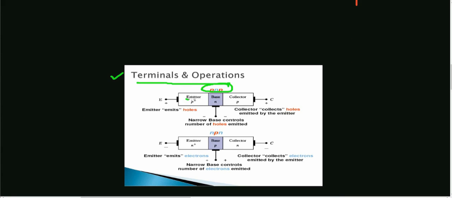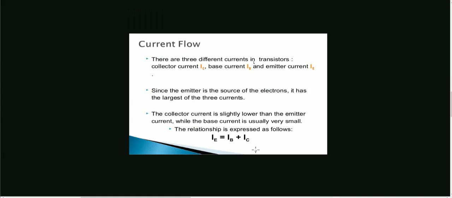The emitter region is P, the collector region is P, and the base region is N. So PNP has P type, N type, and P type. The emitter emits holes in this type of region, and the collector collects the holes, as the name suggests. Similarly, in the NPN type, there is N type, P type, and N type. The emitter emits electrons, and the collector collects the electrons. The base is very narrow, as shown here.